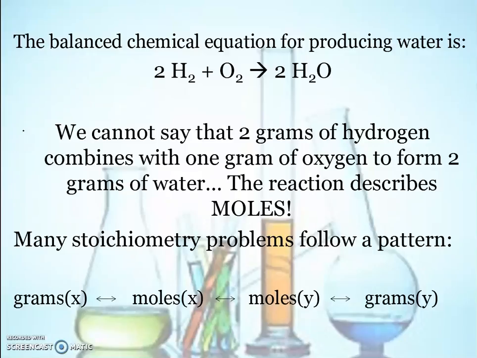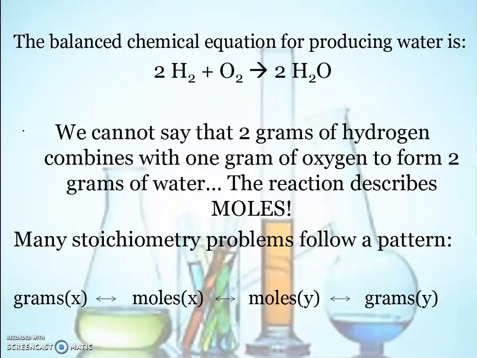We can't say that the coefficient in front tells us the number of grams. We can't say that 2 grams of hydrogen and 1 gram of oxygen makes 2 grams of water. It doesn't work that way. It's not telling us the mass, it's telling us the number of moles. And with moles, we can find the mass that we're looking for. So remember, the reaction describes moles.